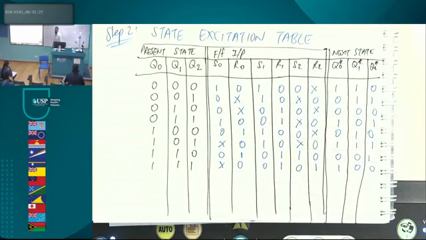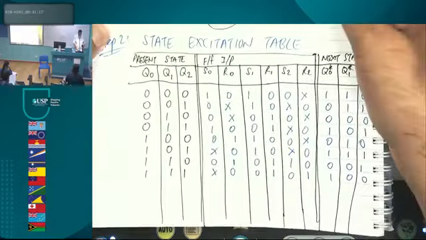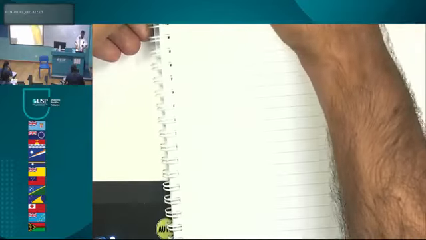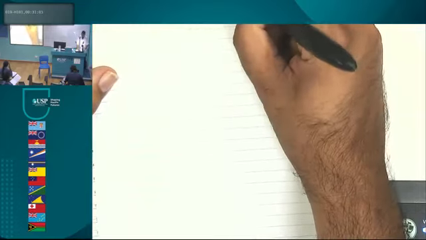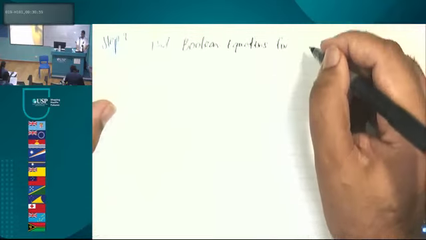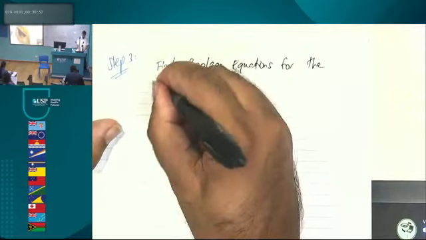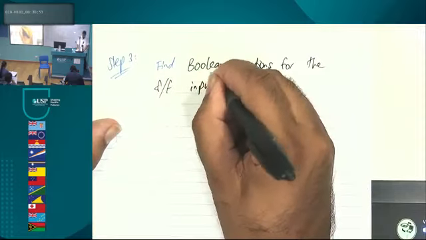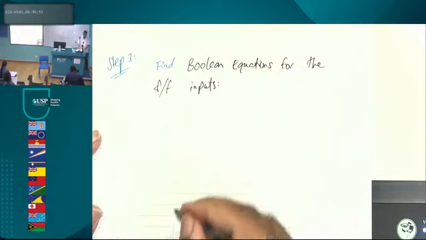Done and dusted. Now the next step is, we've got the table, and we've got to find the Boolean algebraic function. So step 3 is find Boolean equations for the flip-flop inputs. So we have to use Karnaugh maps.